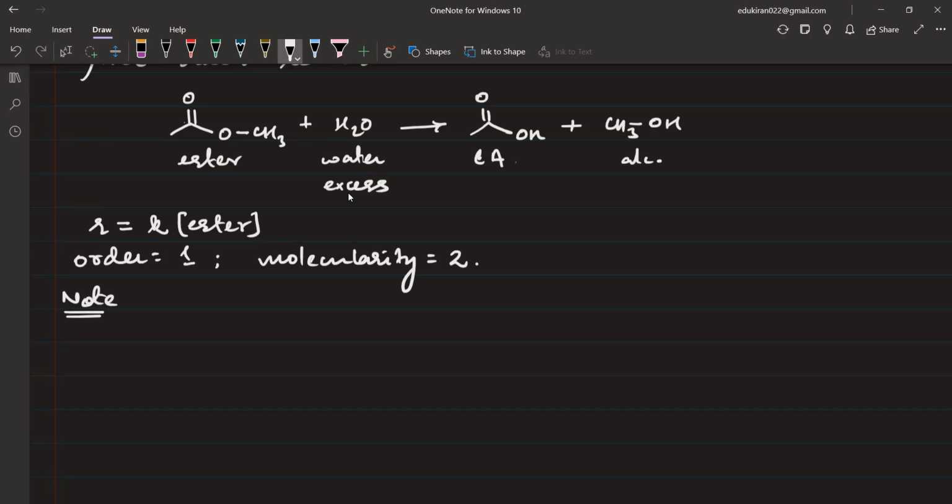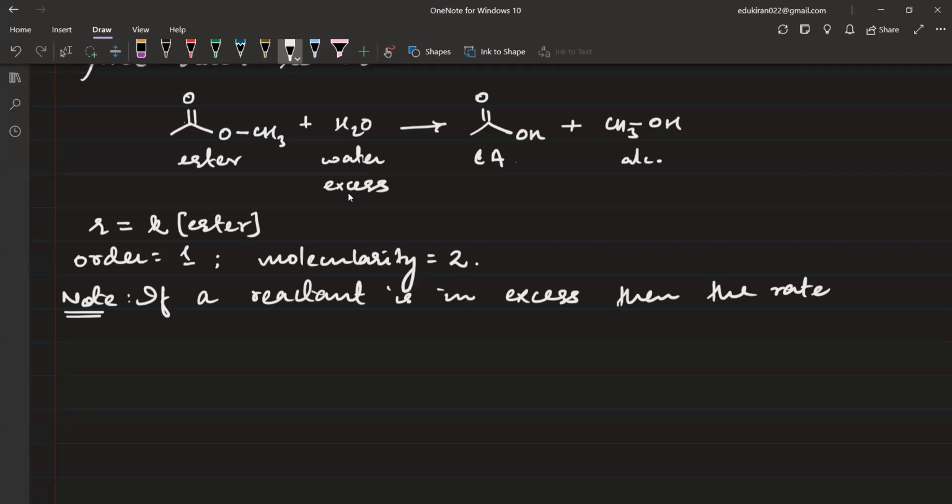Okay, remember this point. Please write, if a reactant is in excess, then the rate does not depend on that reactant.